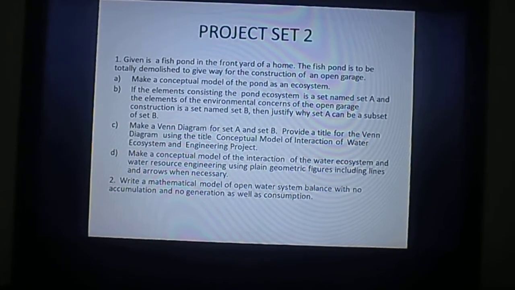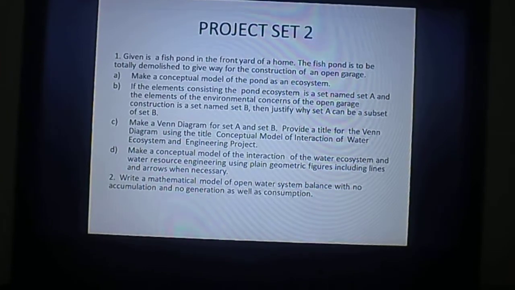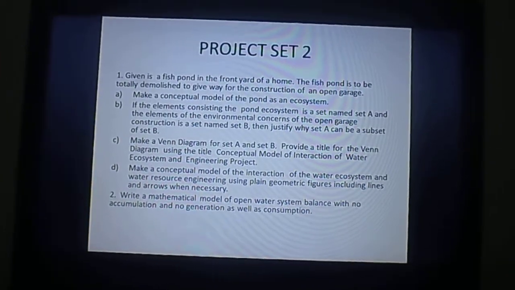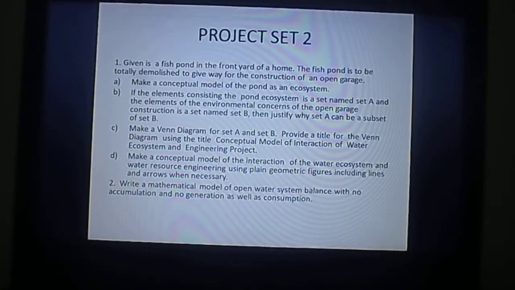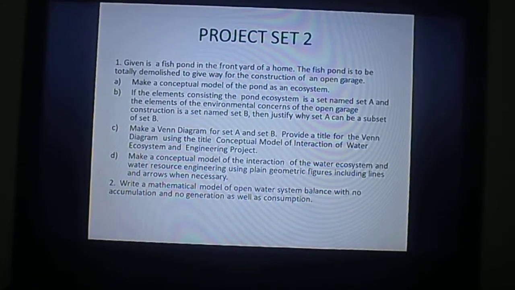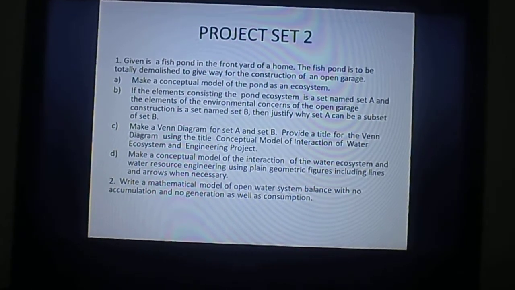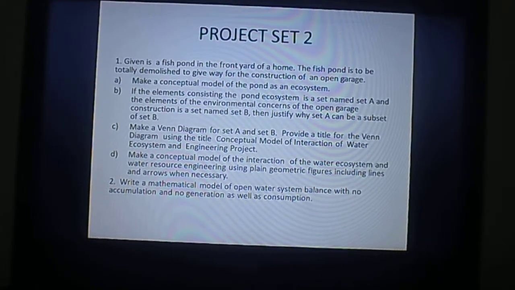Consider project set 2. Number 1, given is a fish pond in the front yard of a home. The fish pond is to be totally demolished to give way for the construction of an open garage. Letter A, make a conceptual model of the pond as an ecosystem.